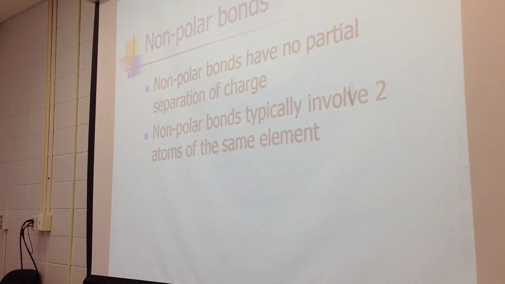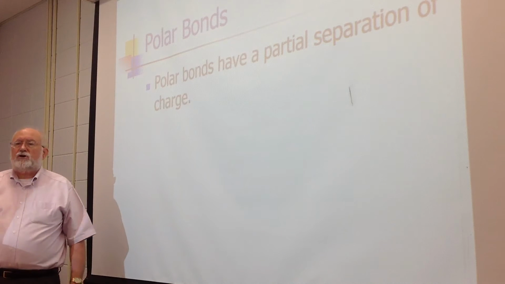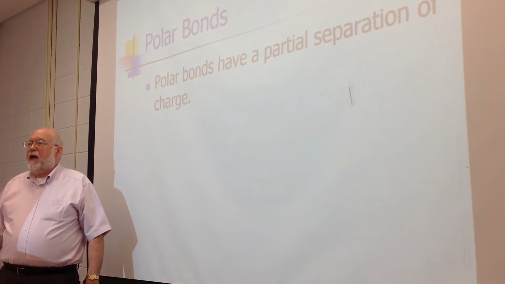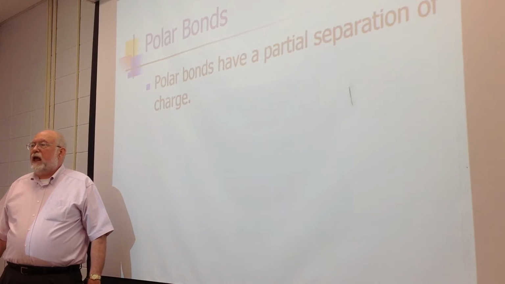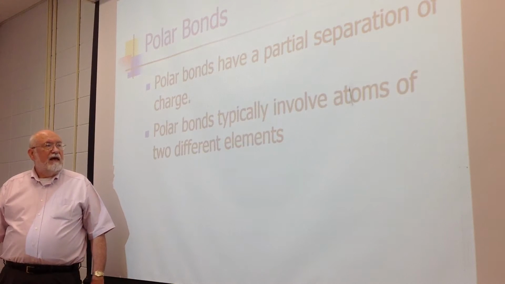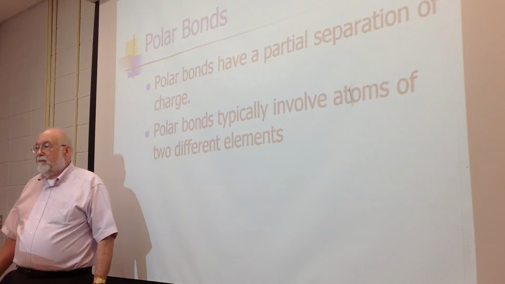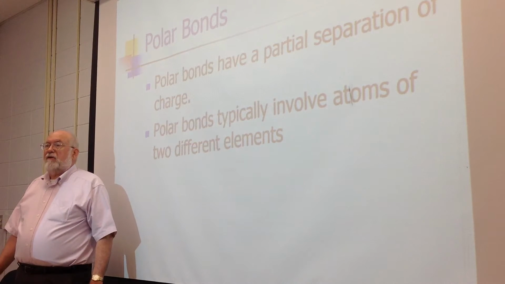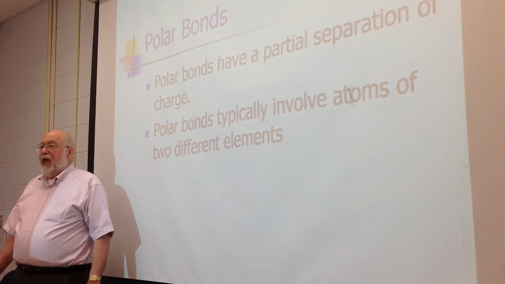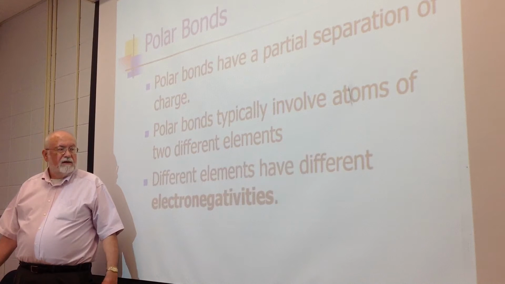All right, now, what if we have a polar bond? Well, here there is going to be a partial separation of charge, and that's largely going to be brought about by the fact that the two bonded atoms have different electronegativities. All right? And if they have different electronegativities, then you're going to find that the shared electrons spend more time, if you will, with one atom than they do with the other. And a partial charge develops. A partial separation of charge develops.